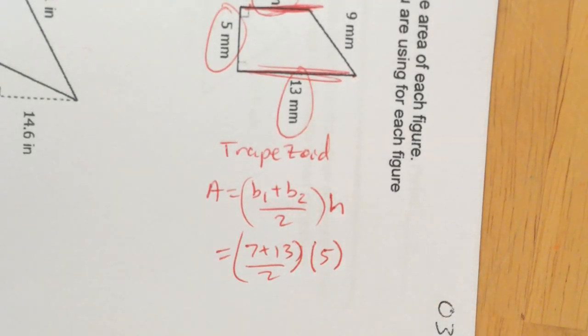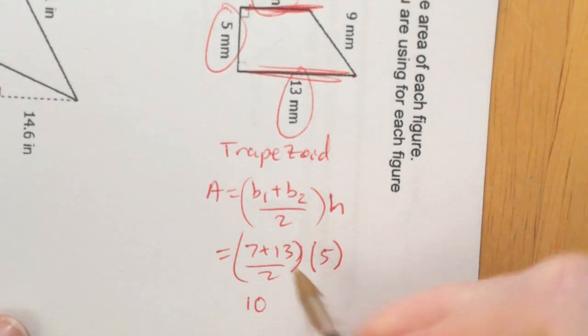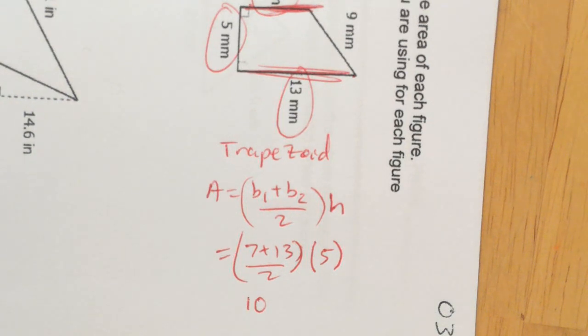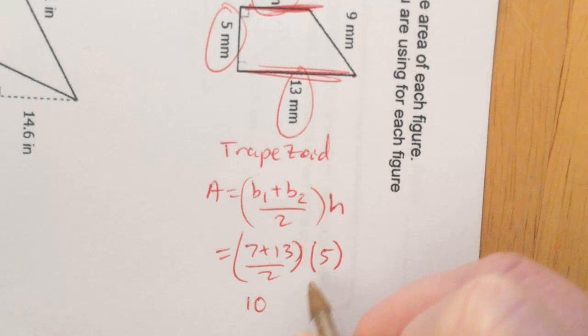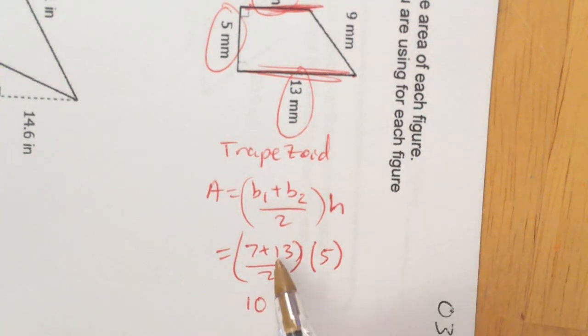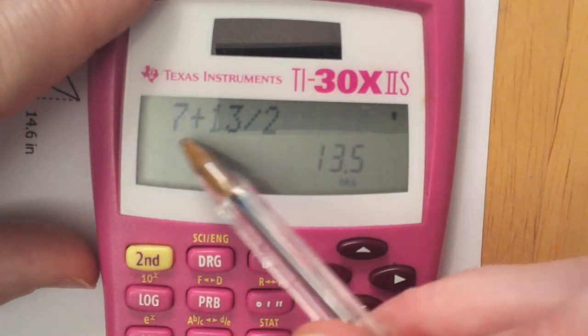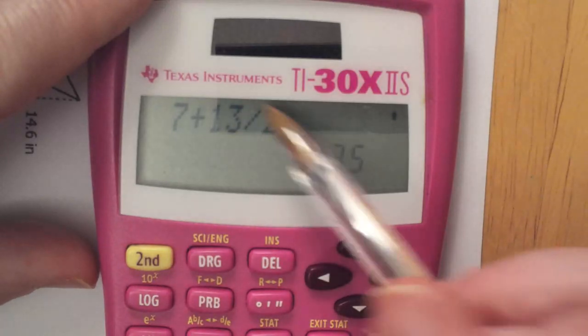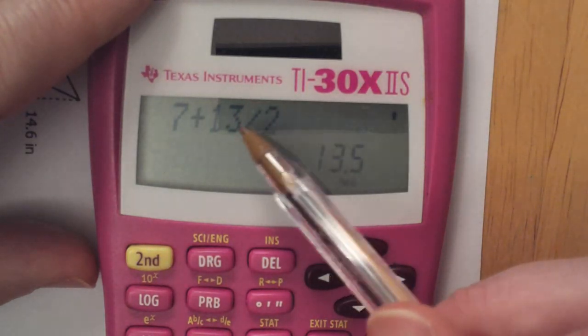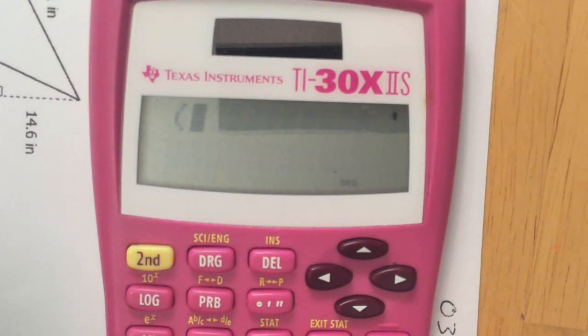Okay, so 7 plus 13 equals, and then divide that by 2, you get 10. A lot of people get this wrong because they do 7 plus 13 divided by 2, and they would get 13.5, which is not right. You have to make sure that you don't do this. This is wrong. What you did was 7 plus whatever half of 13 is. You need to do 7 plus 13, then divide by 2.